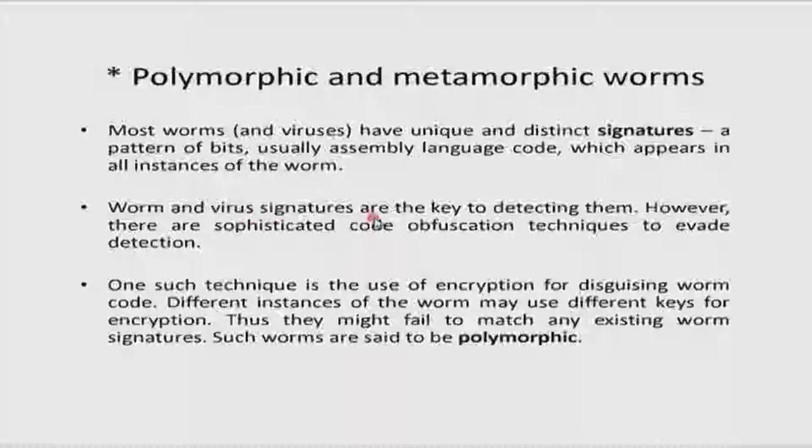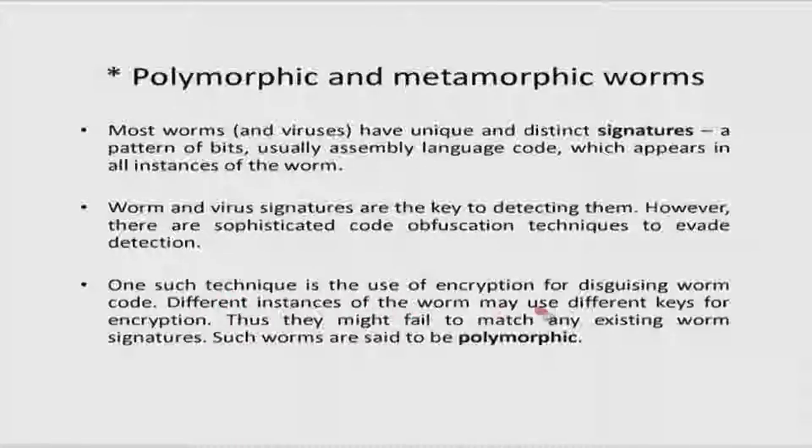So worm and virus signatures are the key to detecting them. However, there are sophisticated obfuscation and hiding techniques to hide the worm. So what are these obfuscation techniques to evade detection? One such technique is the use of encryption for disguising worm code. So you could have a worm which is disguised, which is encrypted. So when you look at the body of the worm, you don't detect any regular pattern of bits because each instance of the worm might have a separate key. So a worm detection software will not be able to detect these worms because the signature varies from one worm instance to another.